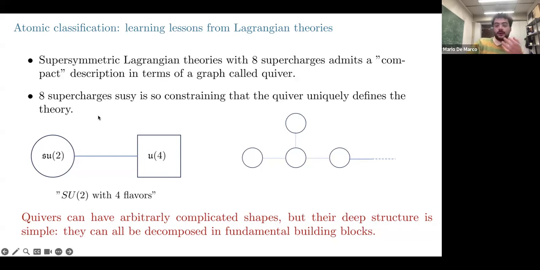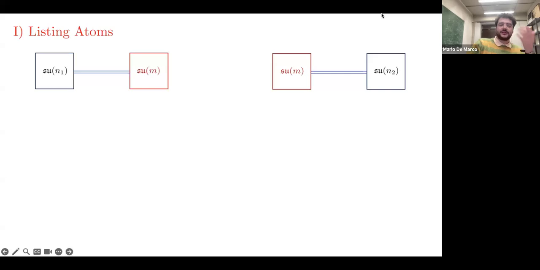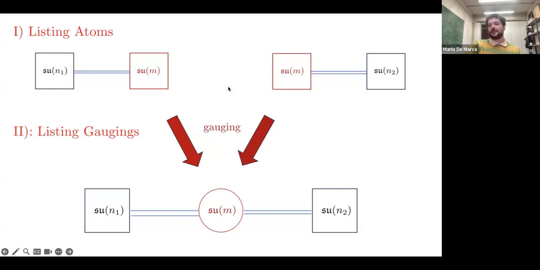The quiver can have arbitrarily complicated shapes, but they share a common deep and simple structure in the sense that they can all be decomposed into fundamental building blocks. What do I mean by these? I call these building blocks atoms. For quivers of type SU, sorry, this is a typo, this edge should be single, we can think of the indecomposable building block as the Lagrangian bifundamental, for example a hypermultiplet in the bifundamental of SU(N) times SU(M). The most general quiver can be obtained by starting from a bunch of such atomic building blocks and gauging diagonal subgroups of these flavor symmetries. You can keep going and reproduce the most complicated shape of the quiver that you want.